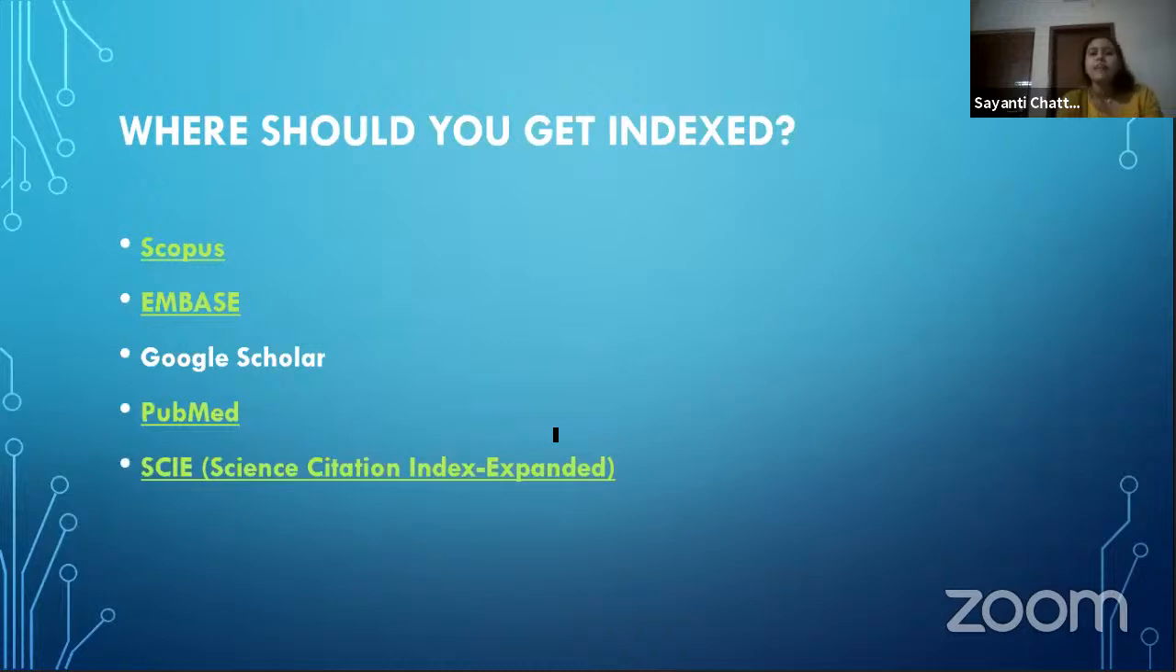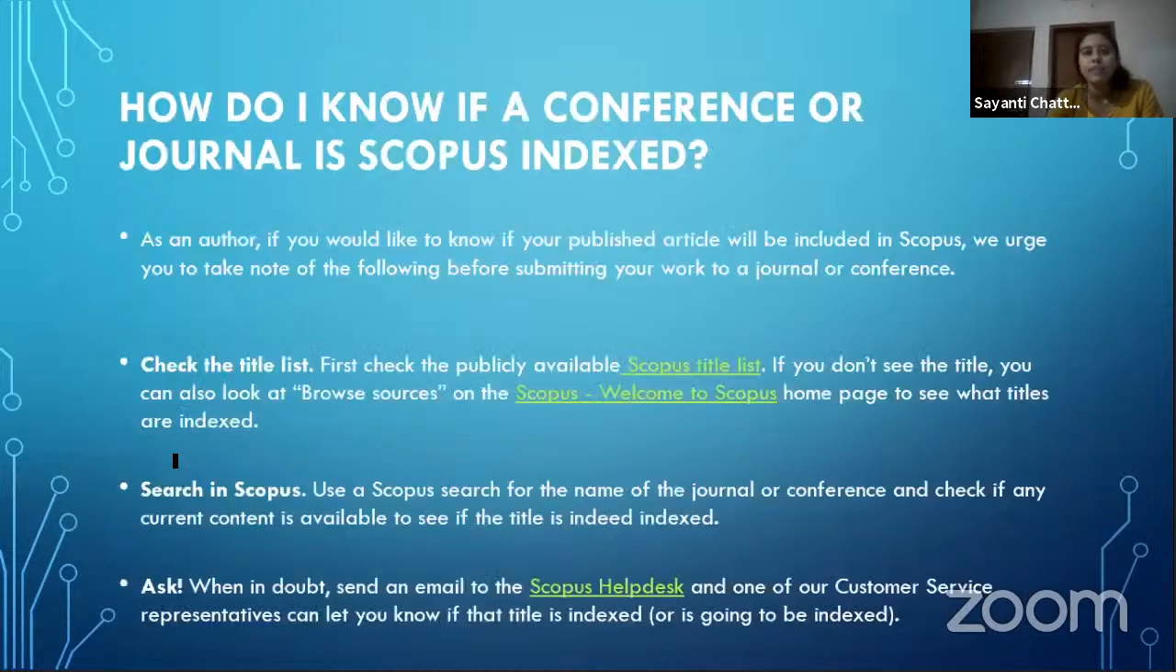So what are the important indexes? Scopus index, Embase. Embase is also from Elsevier, and Scopus is also from Elsevier, but Embase is not used now. Next one is Google Scholar. Generally, maximum journals are in Google Scholar. PubMed is for the medical line, and SCI. Previously we called this SCI. It is from Web of Science, Science Citation Index, but now they have increased it up to SCIE, Science Citation Index Expanded, and they have increased the number of journals.